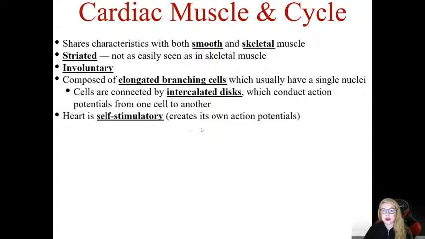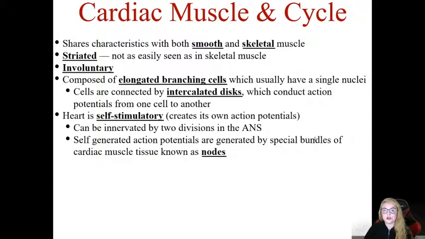Which brings me to the fact that the heart is considered self-stimulatory. That is, it creates its own action potentials. It is able to self-generate action potentials by special bundles of cardiac muscle known as nodes. This is basically innervated or controlled by two divisions of part of your nervous system. ANS stands for autonomic nervous system, which is one division of your nervous system, and we are going to study the nervous system next year if you take the second half of this course. But for the purpose of this course this year, just know that the heart is stimulated or innervated by two divisions of that autonomic nervous system and is controlled by these nodes.